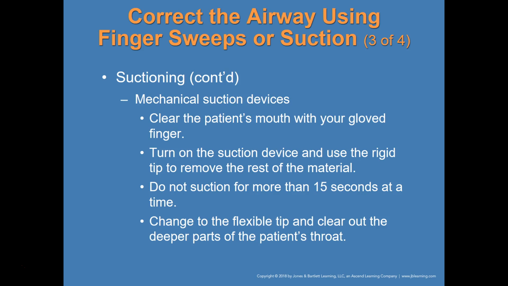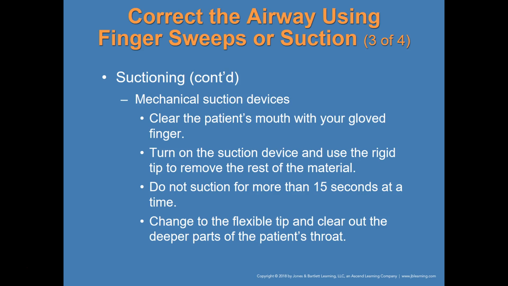This says to clear the patient's mouth with your gloved finger. You should be able to suck up pretty much everything. We want to go ahead and turn it on and then use a rigid catheter to remove the material. We don't want to suction for more than 15 seconds at a time on adults. What ends up happening is that if they're breathing on their own, and you're sitting there suctioning away, they can't get any air down. You're sucking all the air back up into the catheter.